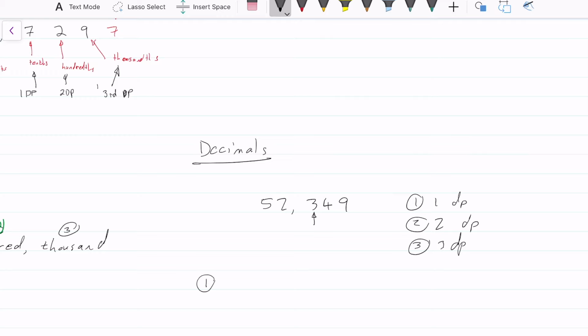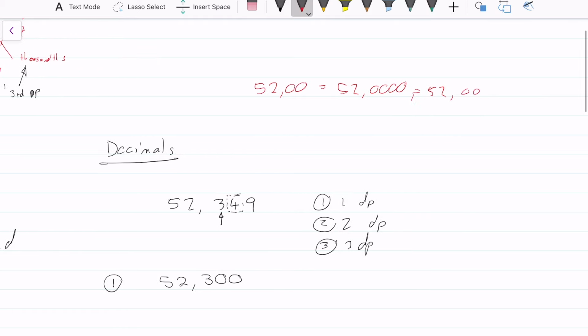So we look here, the number before that is a 4. 4 rounds down, so we have 52,3400. But zeros at the end after a decimal mean nothing. So let's think about it like this. 52,00 is equal to 52,0000 is equal to 52,000,000,000.